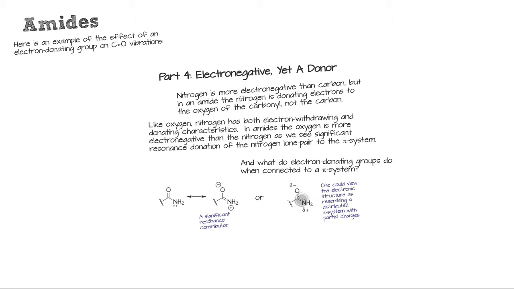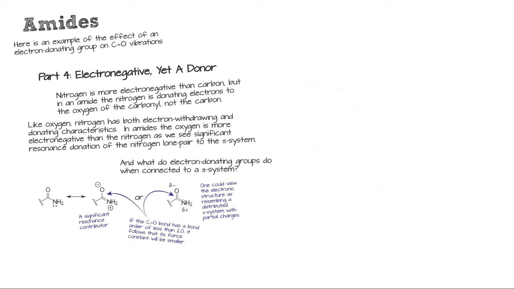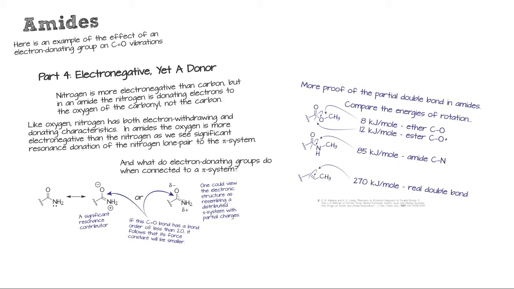So as a result, you can expect that this double bond here has a lot of single bond character because there's like 25% of that there. I would expect an amide to have a lower frequency than a ketone because the bond order is less than 2. Let's see if that bears out in the experimental results. Here's some other results from the literature that back up my example.